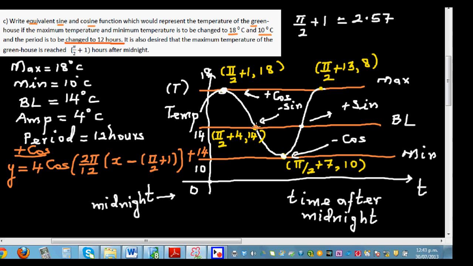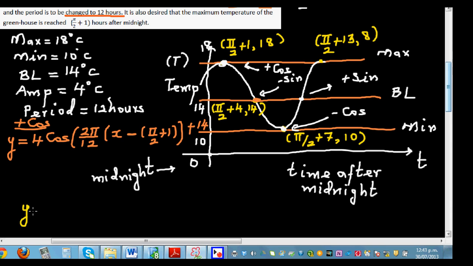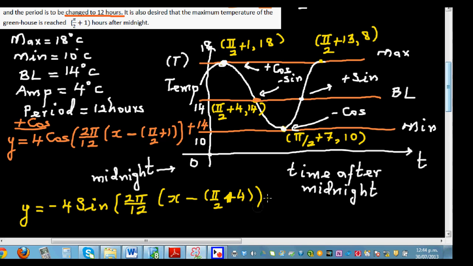If you start at this point, it will be a negative sine graph. So the equation would be y equals negative 4 sine of 2 pi by 12, which you can write as pi by 6, times x minus the starting point. The starting point is pi by 2 plus 4. If you open the bracket, this becomes minus pi by 2 minus 4, plus 14. Both these graphs would be one and the same graph.